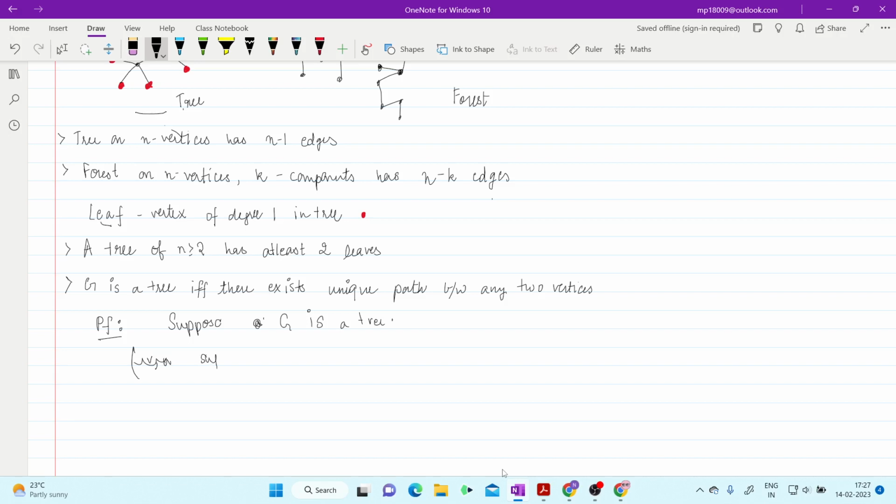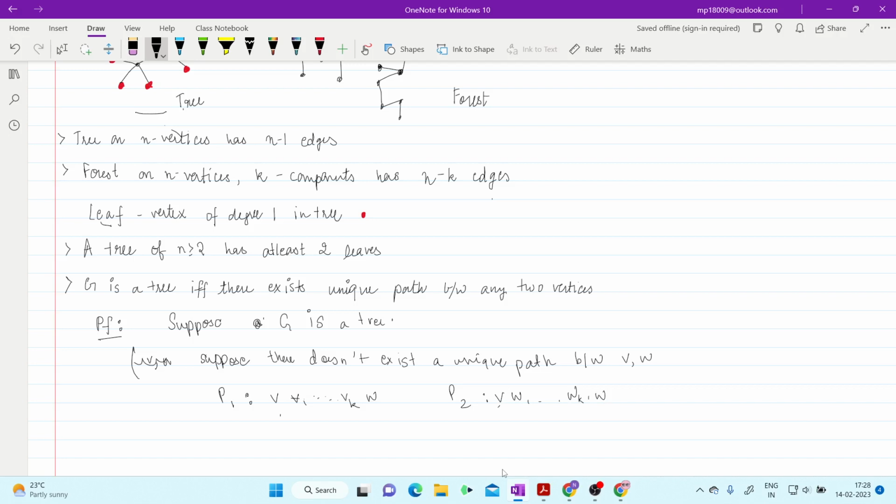So suppose there does not exist a unique path between some vertices, say V and W. So that means we have a path P1 from V to W, which is going from V1, ..., VK, W, and then we have a path P2 from V, W1, ..., WK prime, W.